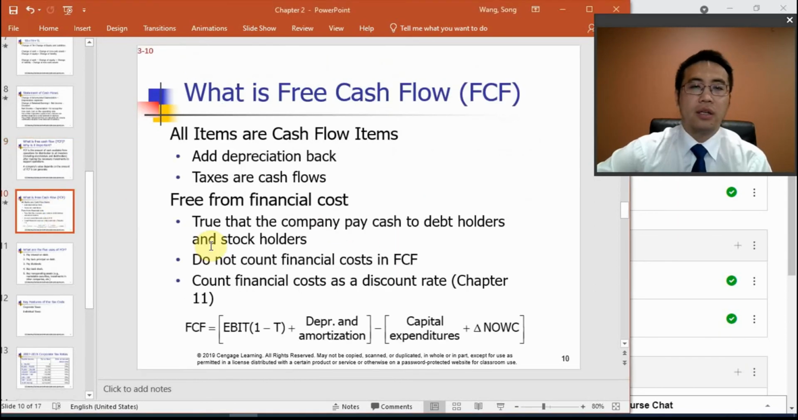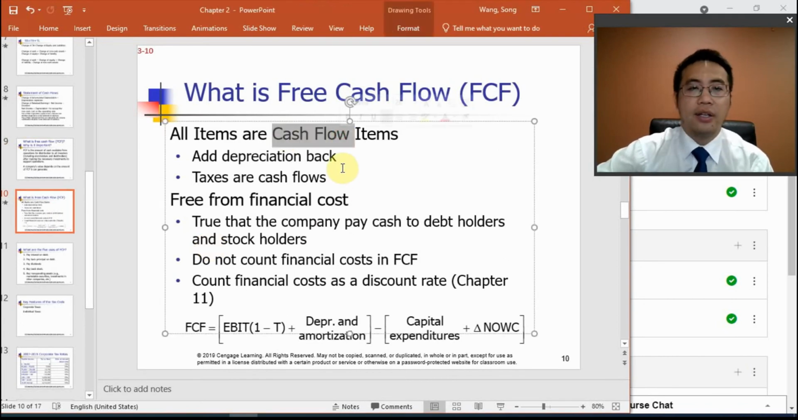If we take a close look at the free cash flow, first of all, it is cash flow, and we need to add depreciation back to net income to recoup the non-cash effect, as I have addressed multiple times before. Taxes are also part of the cash, and the tax paid will be deducted from your cash pool.